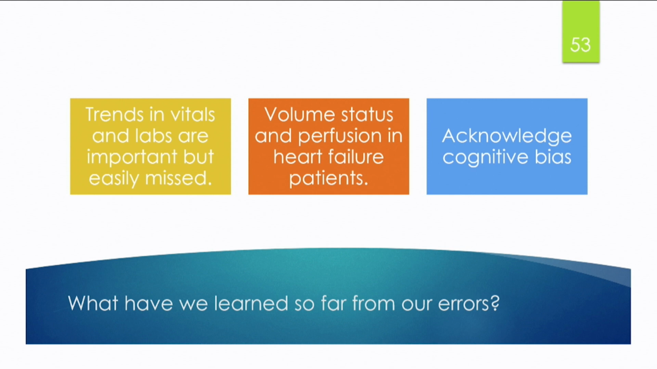Volume status and perfusion was hard for our clinicians, especially in our heart failure patients. So could we use things like POCUS or other technologies or other ways to improve our assessment of volume status? And then, as Dr. Singh also pointed out, acknowledging our cognitive bias. So how much anchoring was there? How much of what we trace back to what that original clinician said was what was said in the ER, and that's why they made that diagnosis, of recognizing where are we making those errors.